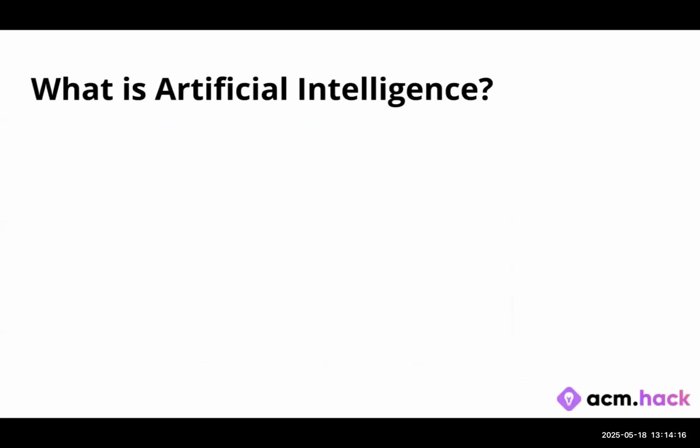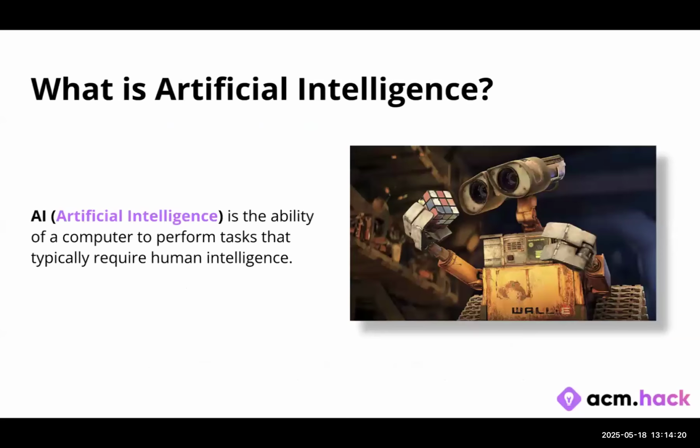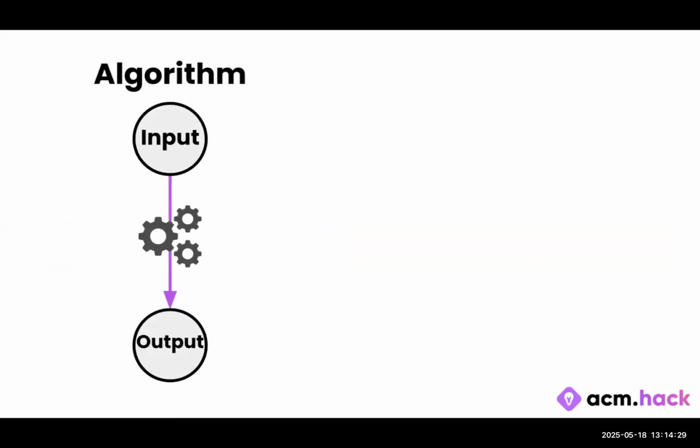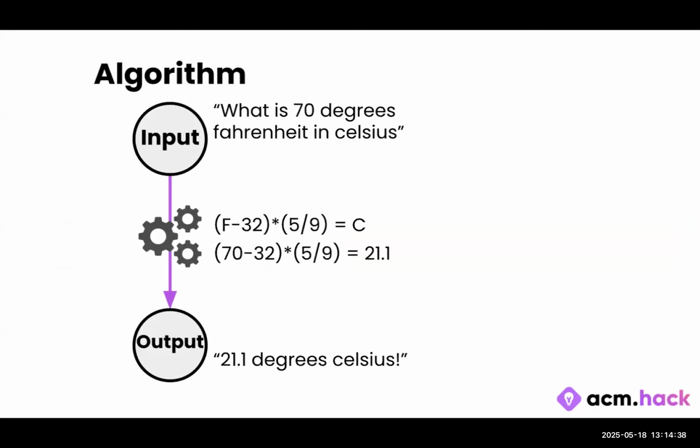I'm just going to give you a quick, broad overview of what artificial intelligence is. AI is basically a computer's ability to perform tasks that typically require human intelligence. A quick example: you probably already know what an algorithm is. It's something that takes an input, performs a set of operations on it, and has an output. For example, if you gave an algorithm the question, what is 70 degrees Fahrenheit in Celsius, it would perform those set operations and output 21.1 degrees Celsius.